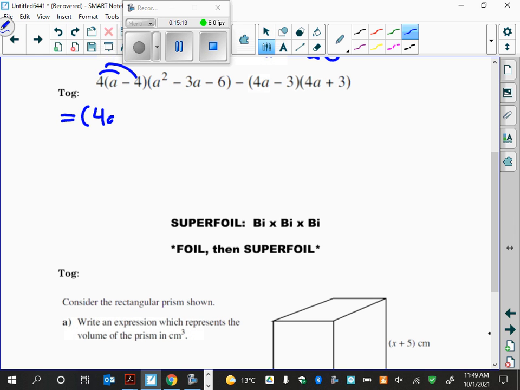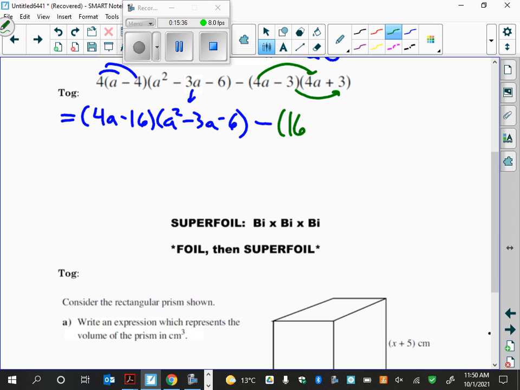So 4a, subtract 16, and then just bring this down: a squared, subtract 3a, subtract 6. Subtract, and now you're going to remember to FOIL. Anytime you can FOIL, you FOIL. When they're the exact same binomials and different signs, the middle terms cancel. So you do F times F, first times first, and last times last, negative 3 times 3.